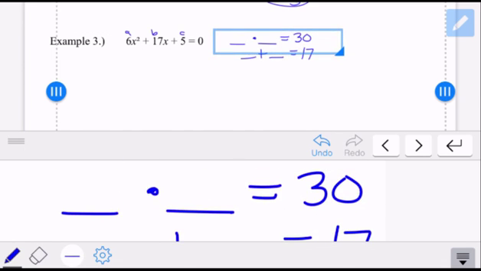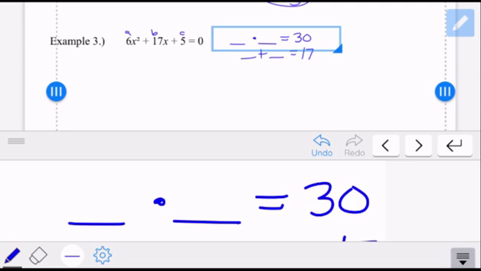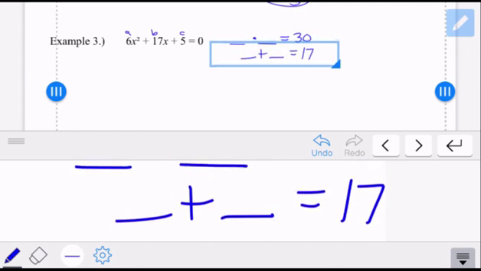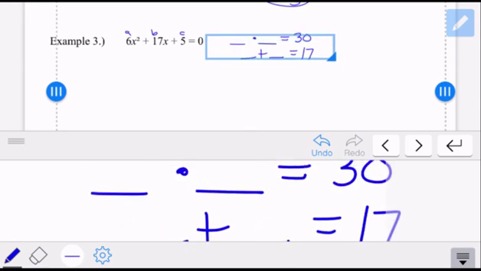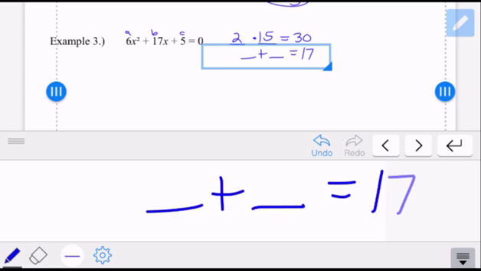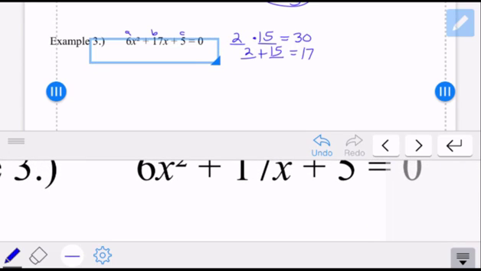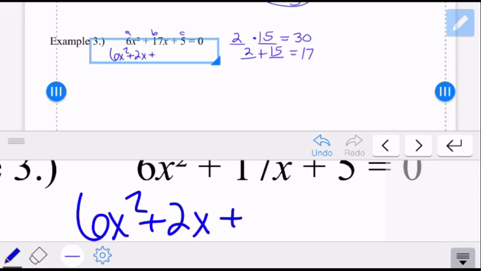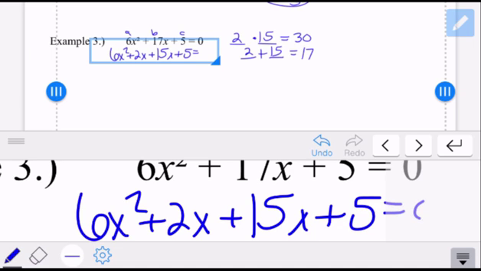Okay, so factors of 30. We could do 1 and 30, 2 and 15. Hey, 2 and 15 will work, right? That would get us a 17. So there we go. 2 times 15 gives us a positive 30. 2 plus 15 gives us a 17. So we're going to take that and split up our middle term. 6x squared plus 2x plus 15x plus 5 equal to 0.